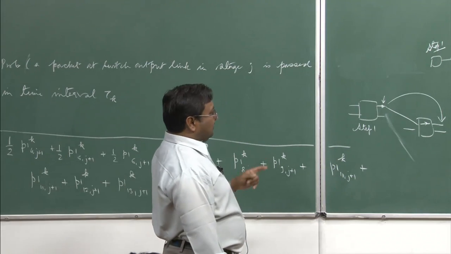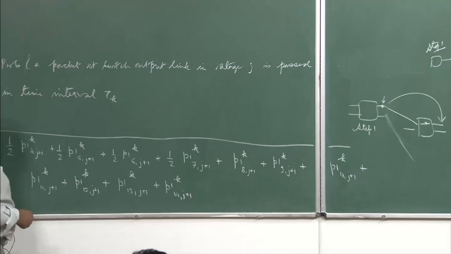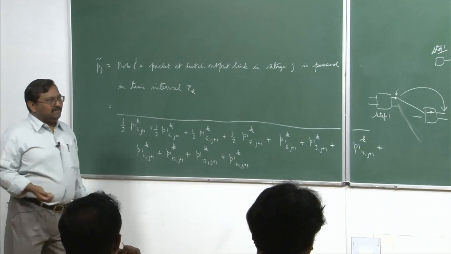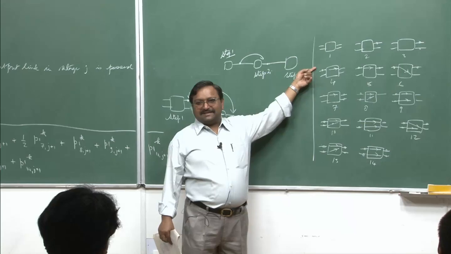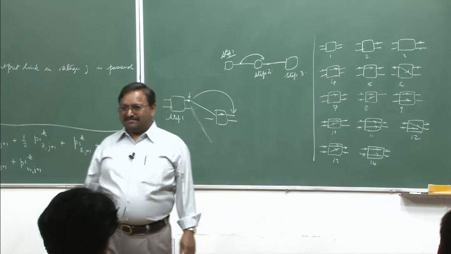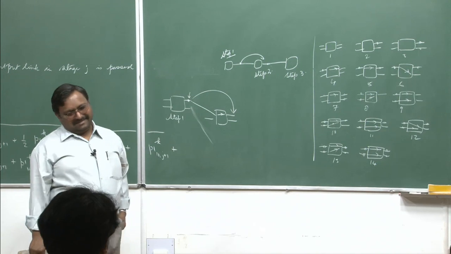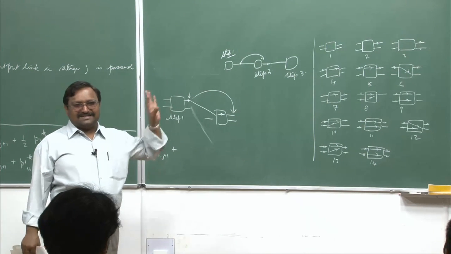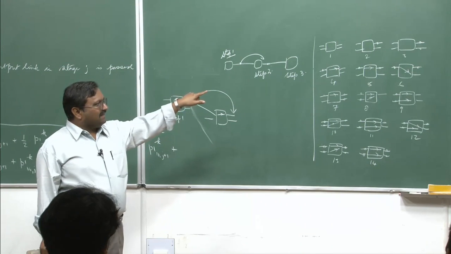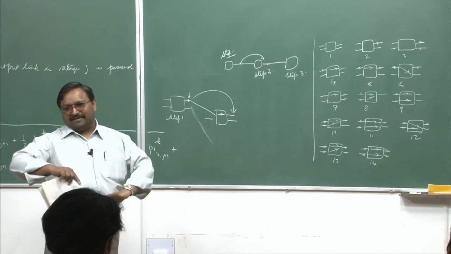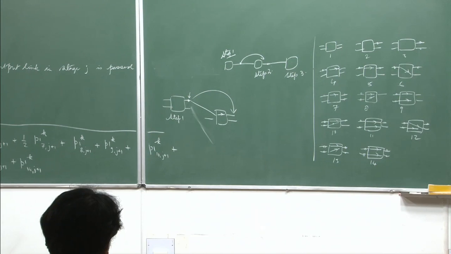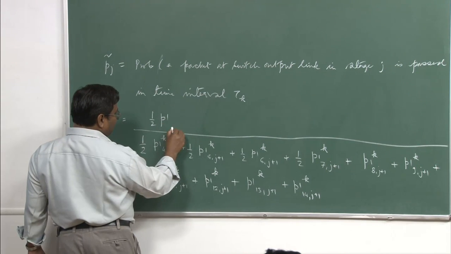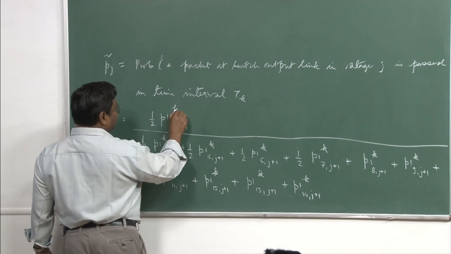Okay. So, 4 will contribute, and it will happen with only half probability, because I may be connected to this link or this link. If you are connected to this link, there is no packet going out. When you are connected here, then only a packet is going out. The two states merge here. I am representing all equivalent states; no one state can be mapped onto another state by any kind of rotation, flip or whatever it is. That has been ensured. So, you will have half of P after 1, 4, j plus 1, k.